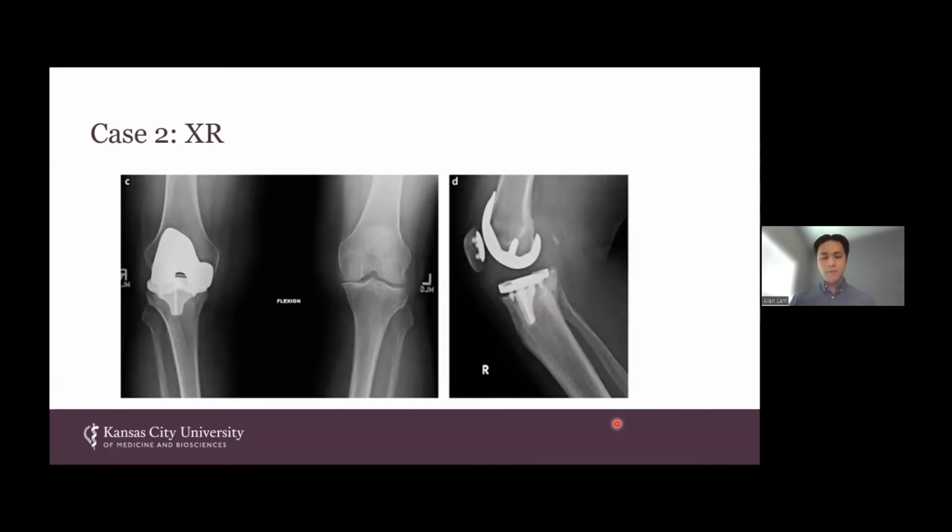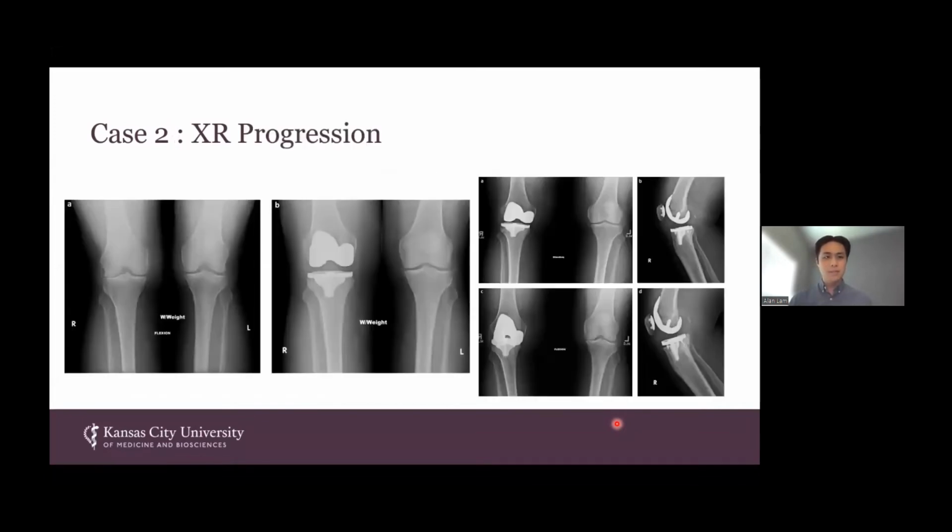Now, again, just like the first case, I'd like to show you the progression of how this came to be with this next slide. Similarly, we also have the preoperative x-rays before the first knee replacement. You can see that there is severe lateral osteoarthritis of that right knee, with eventual 1 month post-op x-rays showing better restoration of that malalignment.